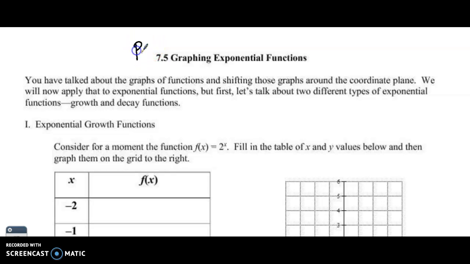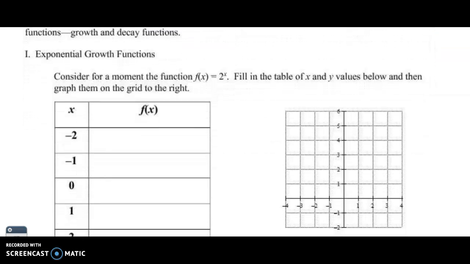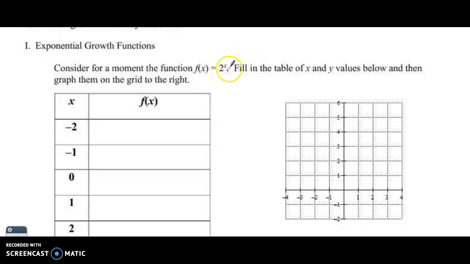Hey Pre-Calc, we are continuing on with 7.5. We're going to be graphing with all of our transformations we've learned from a long time ago. So just real quick, we make sure that we are familiar with our parent function.